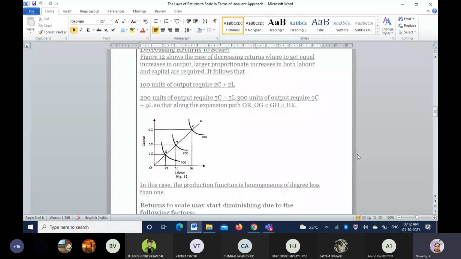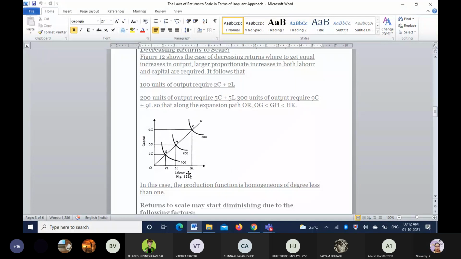So here you can see the very first 100 units of output is produced with 2 units of capital and 2 units of labor. So with 2 units, they were able to produce 100 units. But to produce the next 100 units, 3 units of capital and 3 more units of labor are needed. So here an excess of one more labor and capital is used to achieve the same return in the production process. That's why we call this decreasing.